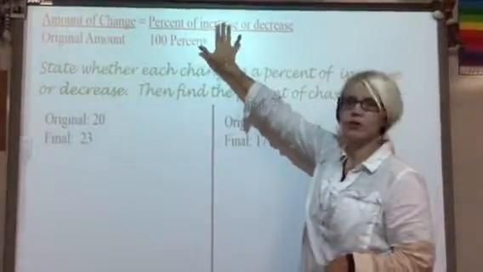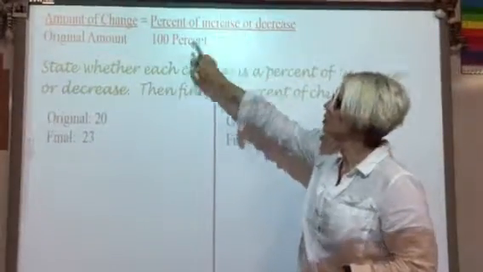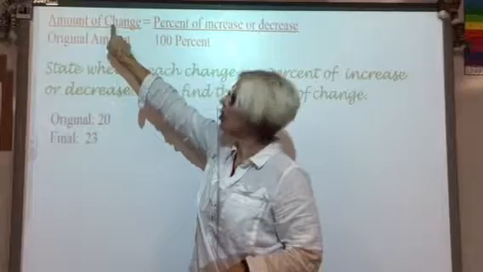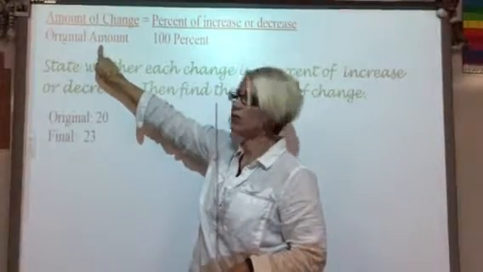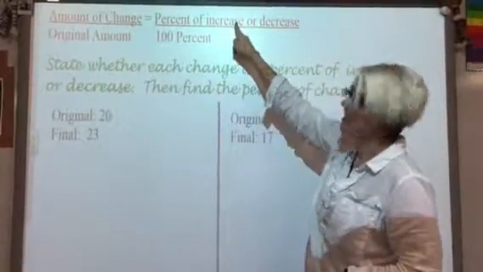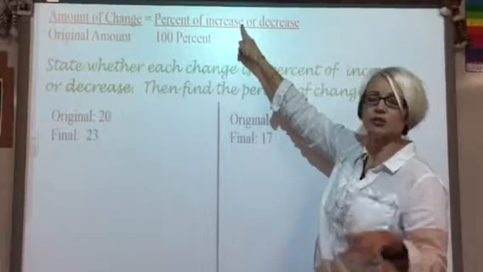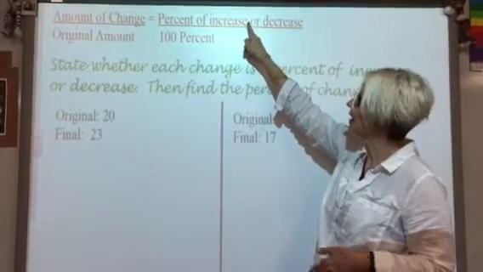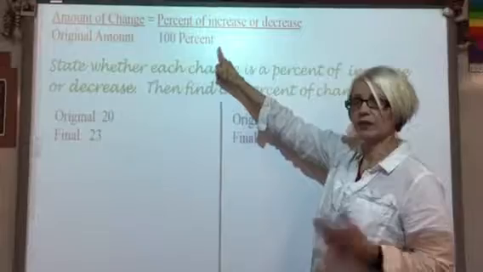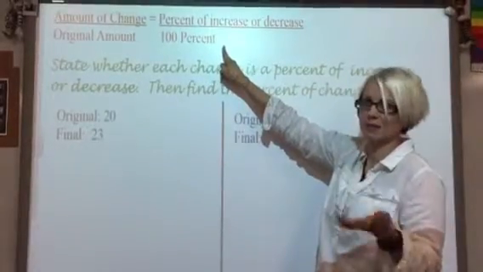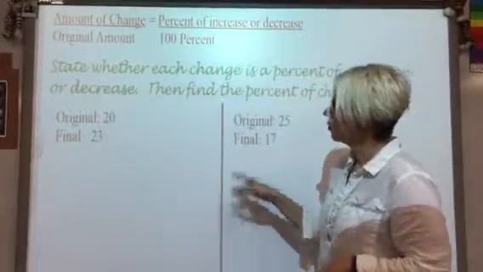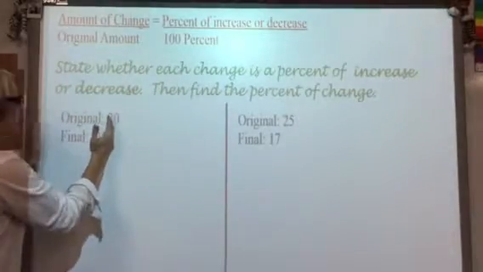So this is the formula we're going to use, and you have this in your notes. We have the amount of change over the original amount equal to the percent of increase or decrease, and we're just going to use a variable p standing for percent, over 100, which is 100%, and that's what percent means, out of 100. So here's our first situation.